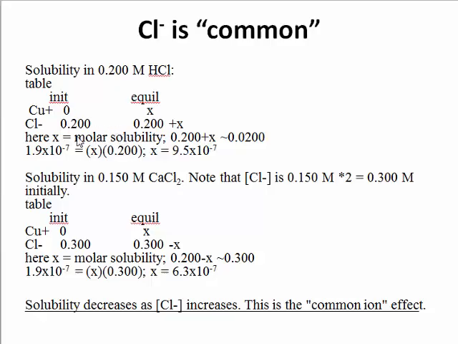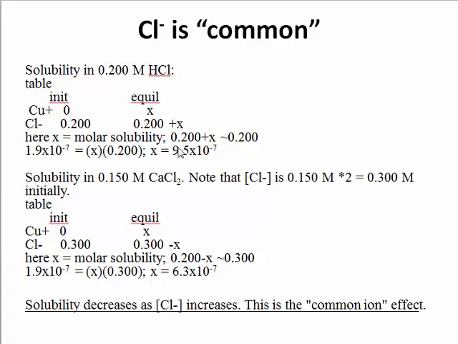In this case, X, which would be the copper concentration, is actually representing the molar solubility. If we assume X is small compared to the 0.2, because we have a small K, that leaves us assuming a concentration of approximately 0.2 for chloride. Then 1.9 times 10 to the negative 7 is X times 0.2. X is 9.5 times 10 to the negative 7, which again would be the molar solubility.